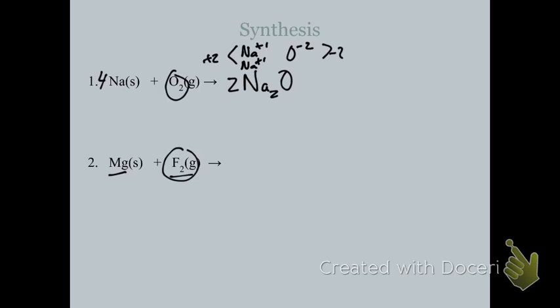And in this case, we don't put magnesium and fluorine. Just to remind you, magnesium, when it is going to be combined, is a +2 charge. F is a -1, so it's just MgF2. It's already balanced.